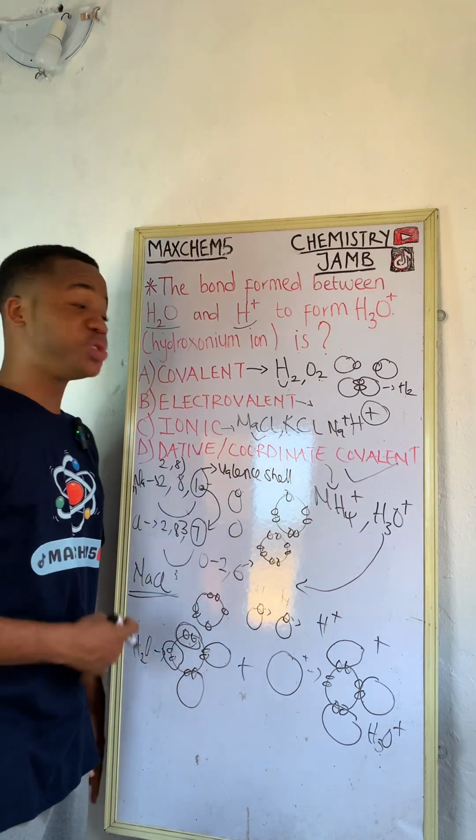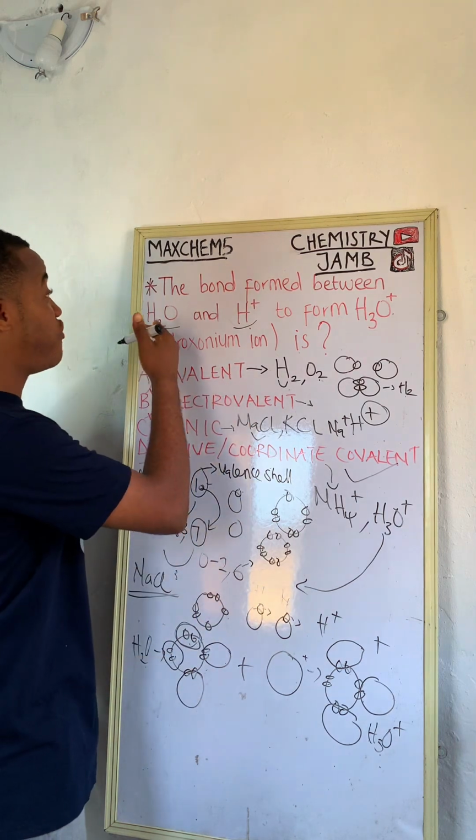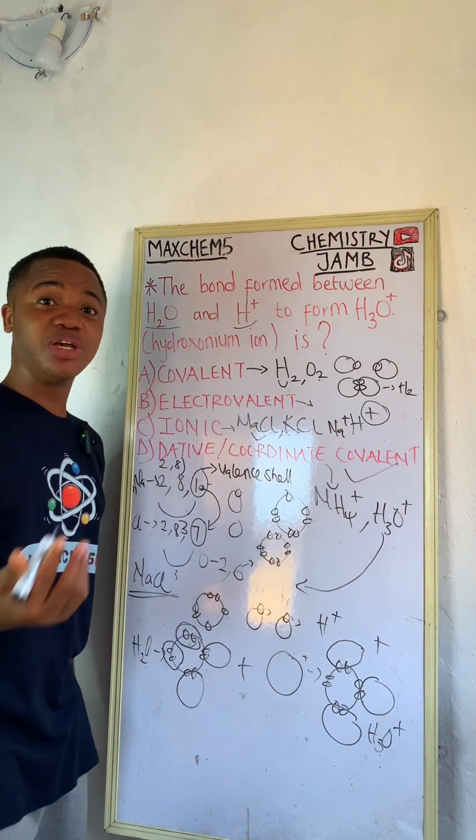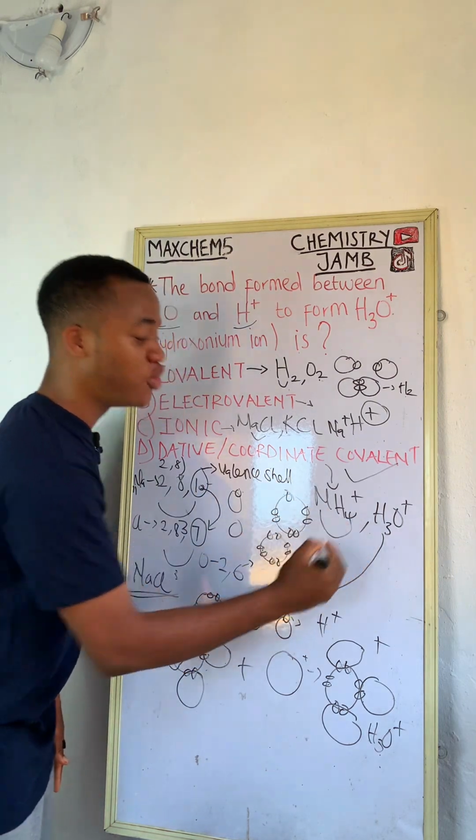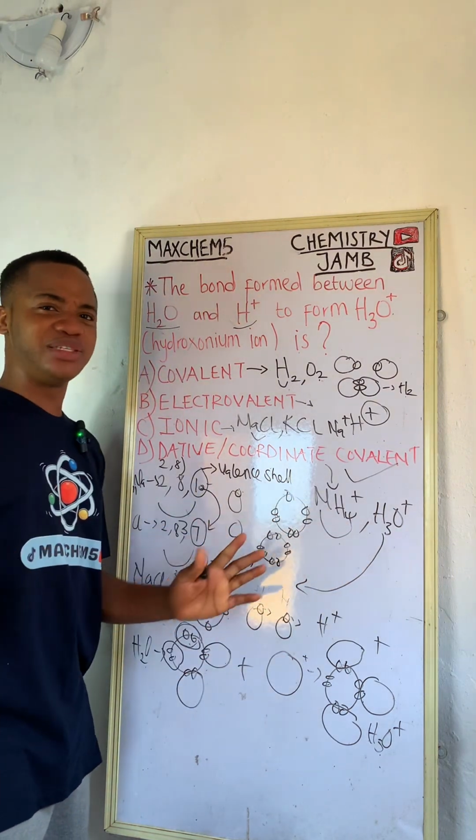You can see it in your chemistry JAMB exam, but they might not use the one for water and hydrogen ion. They might use the one for ammonia and hydrogen ion. That is how the ammonium ion is formed. I believe this is very simple to understand.